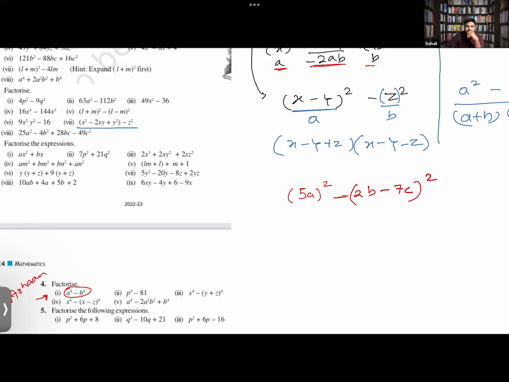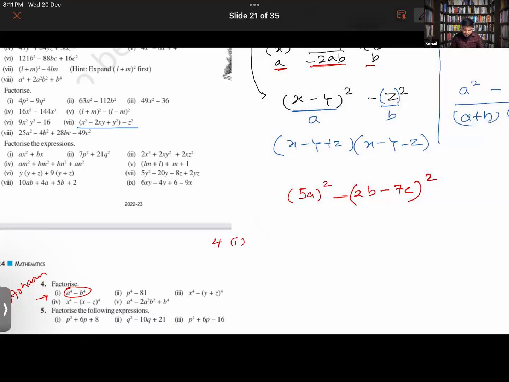Sir, I got the answer. For question number 4, what value are you getting? Sir, it's a minus b whole quad plus 4ab into a minus b. No, this isn't the value you will be getting. A raised to the power 4 minus b raised to the power 4. This is the question you are still solving. Okay, you can write it like this: a square whole square minus b square whole square.